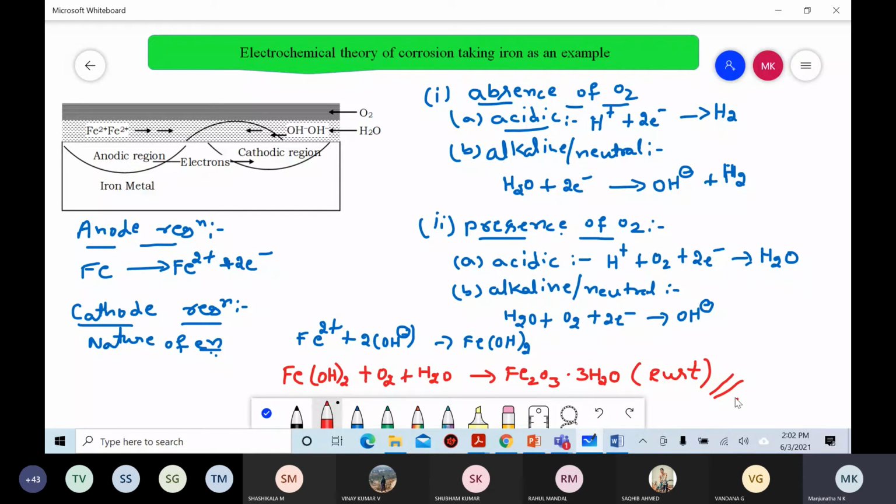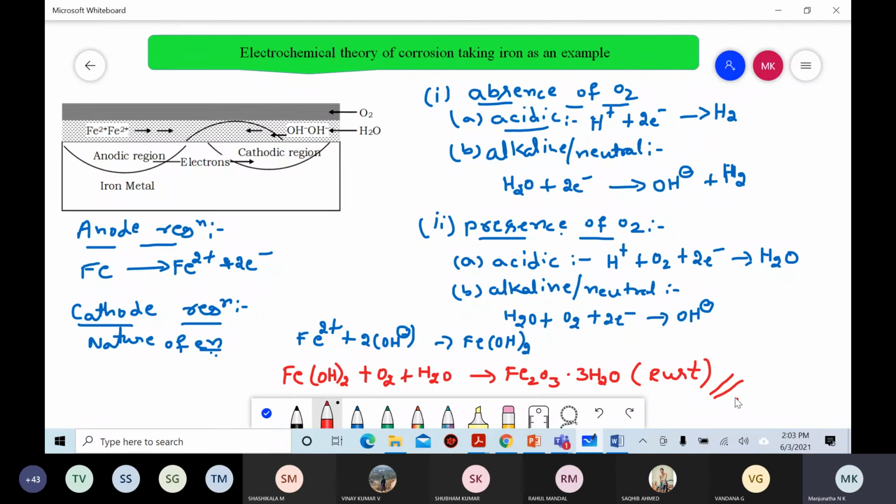Is it clear? This is the electrochemical theory, taking iron as an example. In your exam, for 7 marks, you will get one question. The first question in module 2 is: define corrosion, and explain the electrochemical theory by taking iron as an example. Once they give a question like this, first you need to write down the definition of corrosion, that is, the destruction or loss of metal through the surrounding environment by chemical or electrochemical reaction.